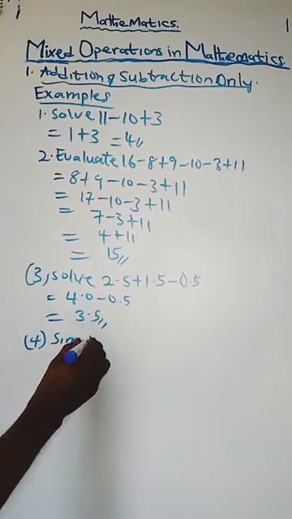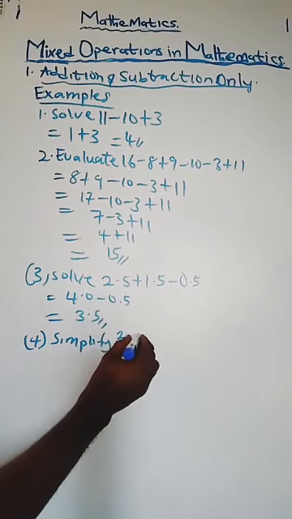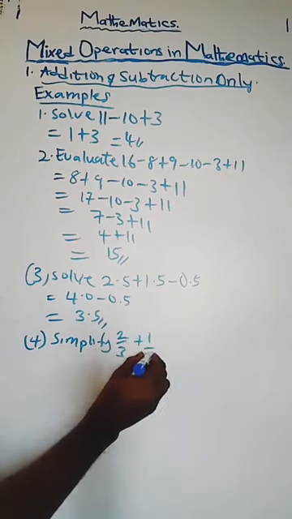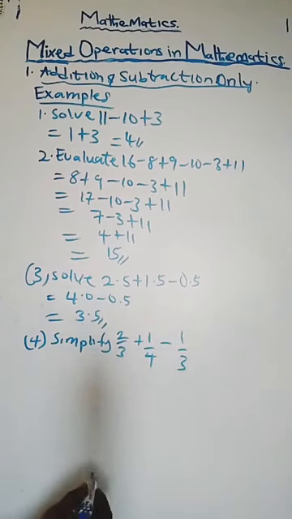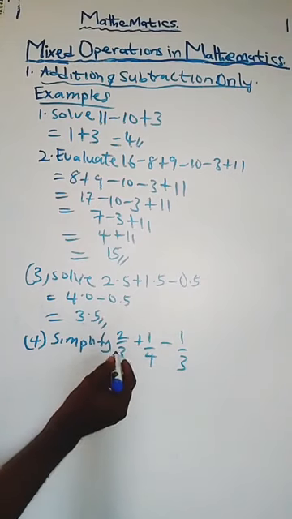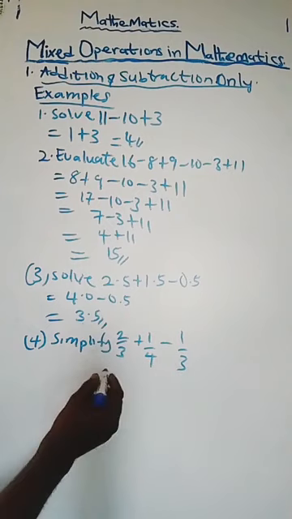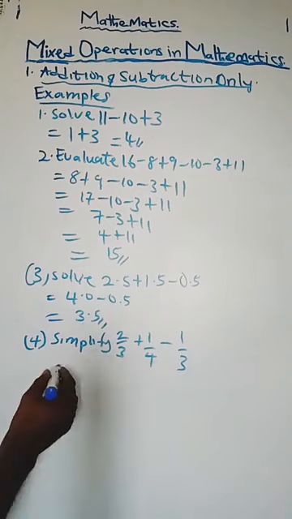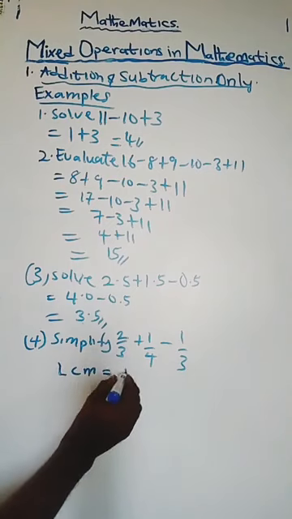Simplify 2 over 3 plus 1 over 4 minus 1 over 3. Now, if you look at the question again, it has only addition and subtraction. Therefore, we have to solve from left to right. Then, if you look at it, they are all fractions. So we can look for the LCM of the denominators. So the LCM of 3, 4, 3 is 12.